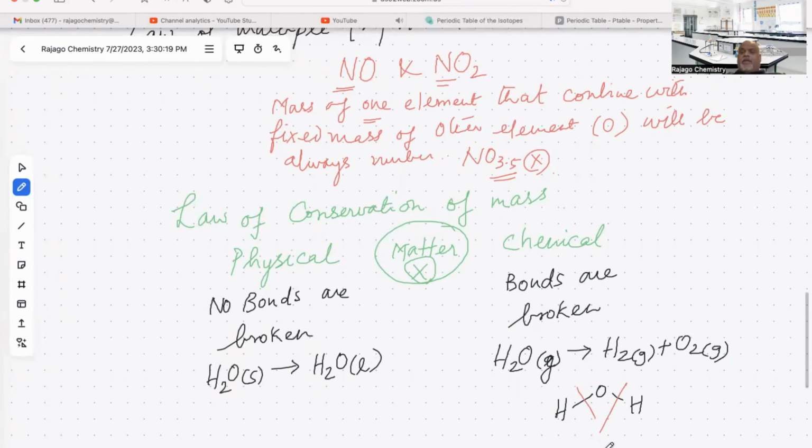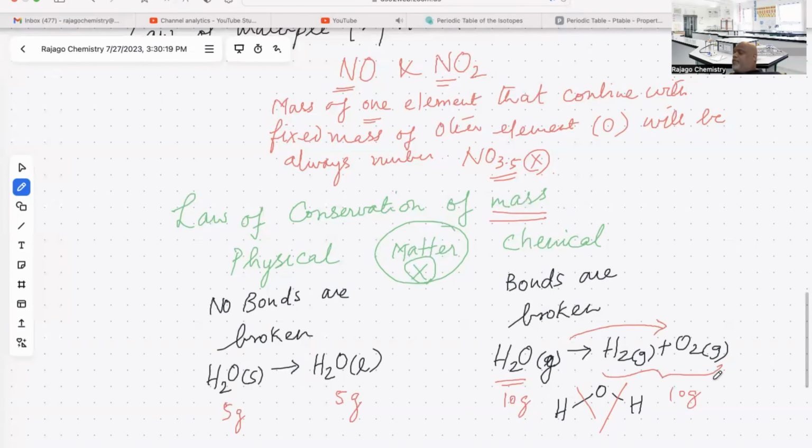Okay? So in either case, I should have equal amounts on the left side and right side. Okay, so that is called the law of conservation of mass. In both cases, the mass must be conserved. If I have 5 grams, I should have 5 grams of this. If I have 10 grams of this, I should have 10 grams of this. Okay, that is very important.